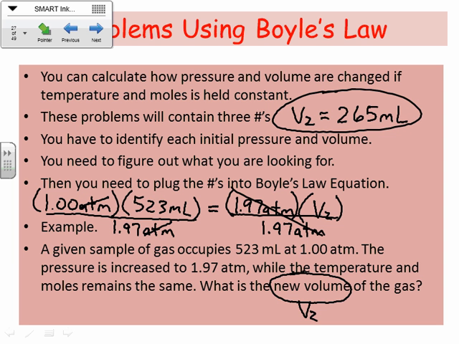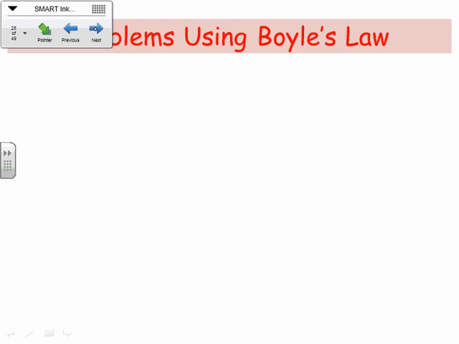Now, it's always a good idea to stop at the end of these problems and see if our answer makes sense. I increased the pressure, right? So if I increase the pressure, what should happen to my volume? It should decrease, right? And our volume went from 523 to 265, so it did decrease. So our answer makes sense. It's always a good idea to check at the end. That's not too bad, right? Pretty simple stuff. I think you guys are going to do fine with that.